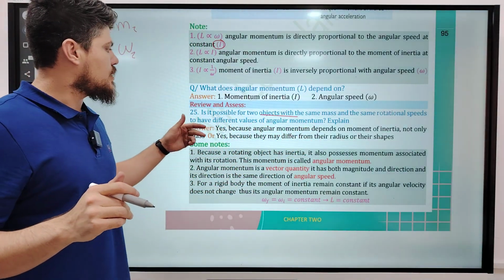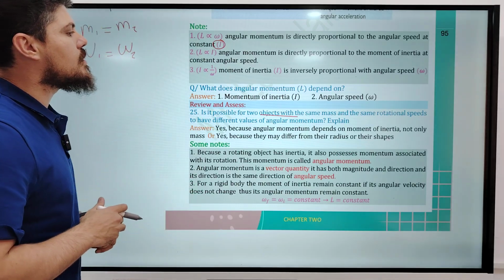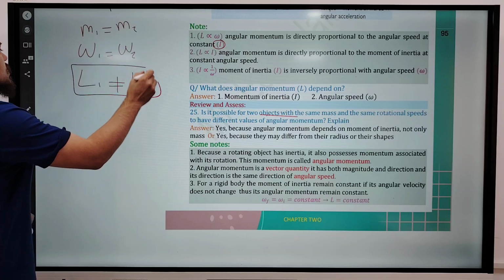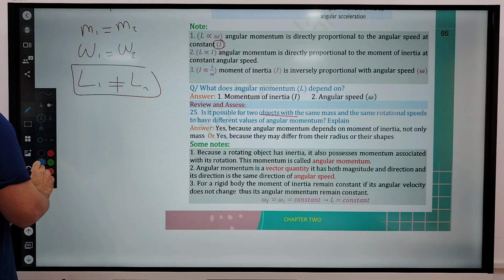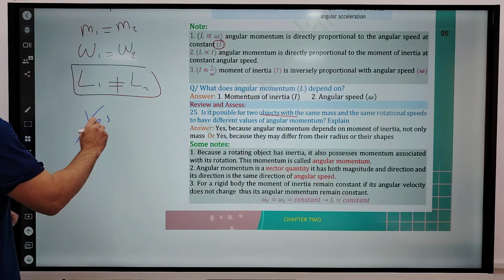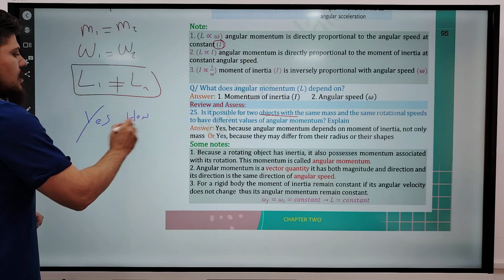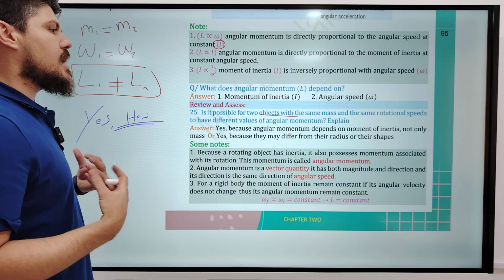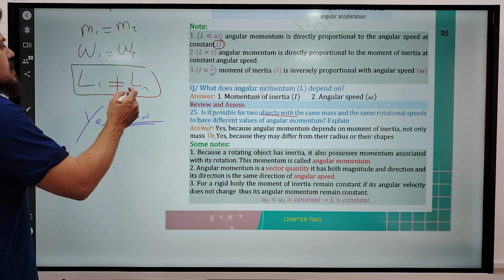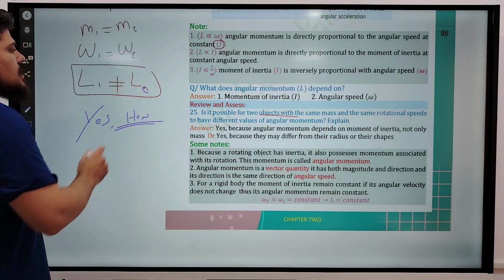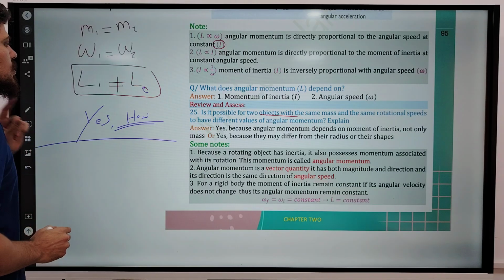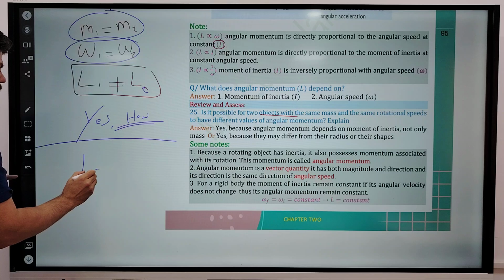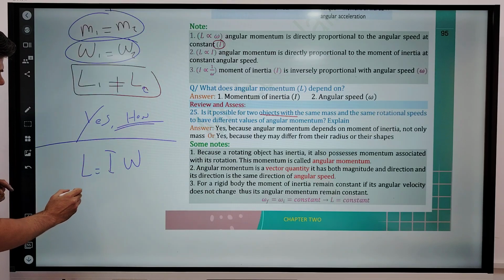to have different values of angular momentum, L1 is not equal to L2? Yes, of course. The answer is yes. How? Let me explain. Why would two objects with the same mass and same angular speed have different angular momentum? Because angular momentum does not depend only on mass and angular speed. Angular momentum is equal to I omega.